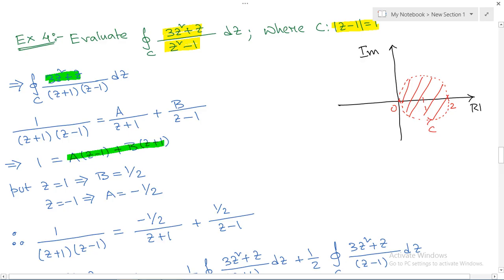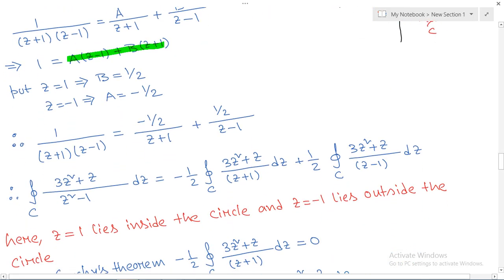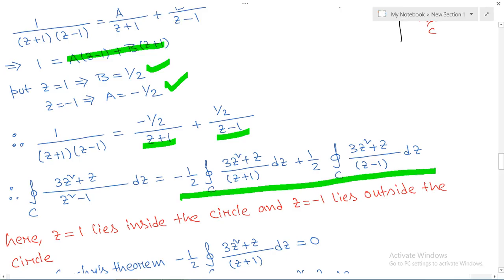Now putting different points, suppose we put z equal to 1, so definitely after calculation we will get the value of b equal to 1 by 2, and by putting z equal to minus 1, we are having a equal to minus 1 by 2. So this partial fraction can take the form minus 1 by 2 by z plus 1 and plus 1 by 2 by z minus 1, right? So this structure can be written in the form of this 3z square plus z by z square minus 1 dz. It can be written in this structure, just by putting the values in the partial fraction.